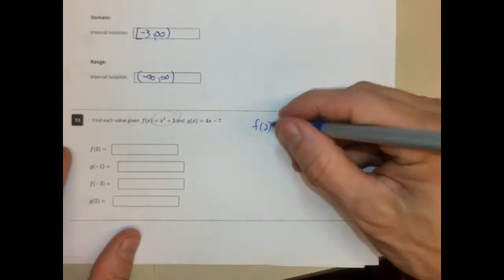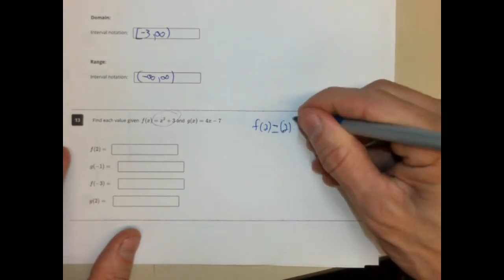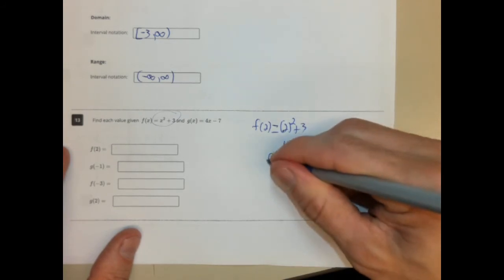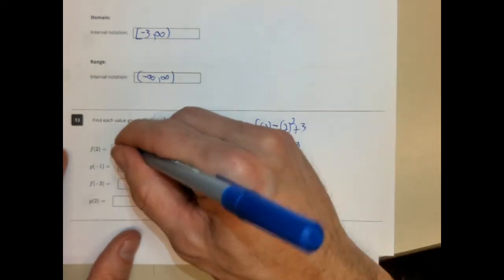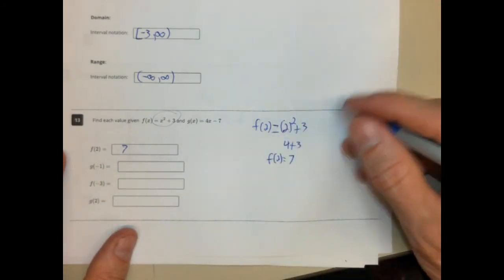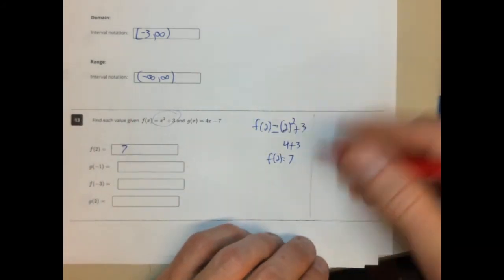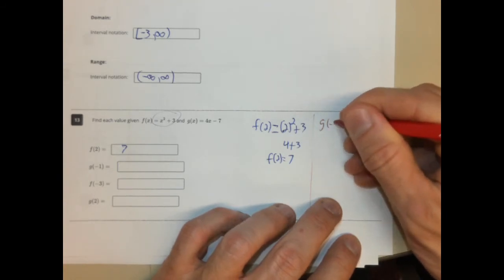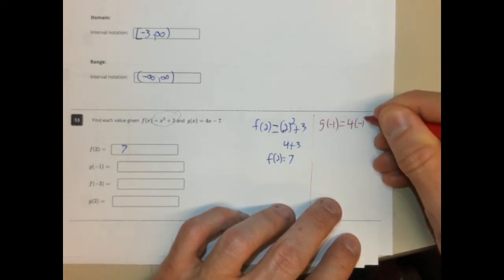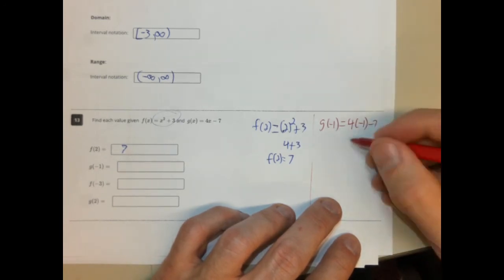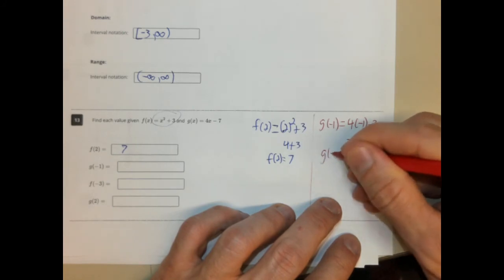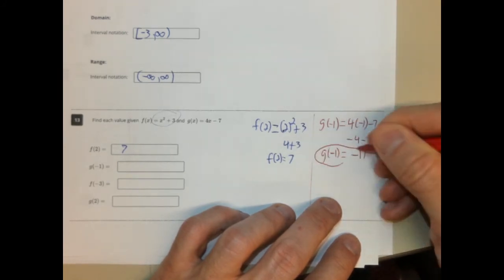There we go. F of 2 equals 2 squared plus 3. 2 squared is 4, plus 3 is 7. So f of 2 is 7. G of -1. So this is the g function. We'll use red for g, I guess. So g of -1 is going to equal 4 times -1 minus 7. 4 times -1 is -4, minus 7 is -11. So g of -1 is -11.